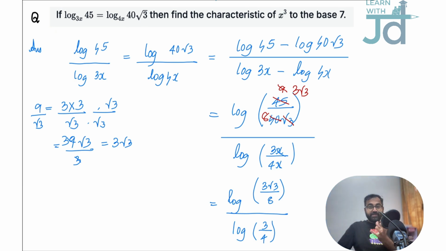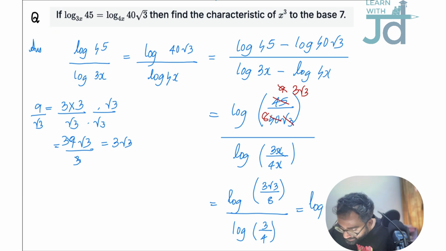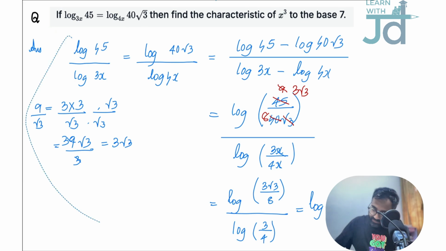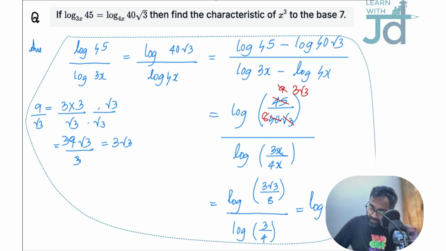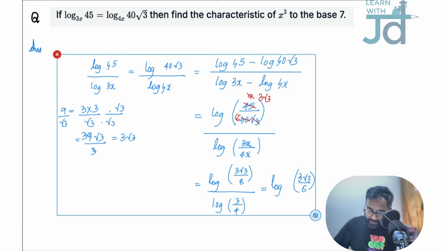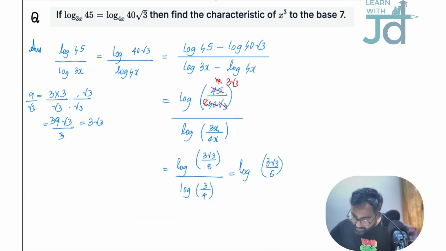Okay, तो हमने अभी simplify किया. We have removed x. Now I'll make it back to the base. That is, I can write it log 3√3 by 8. The number. Okay, wait. I'll just resize it. And here I can write it log 3√3 by 8 and 3 by 4.